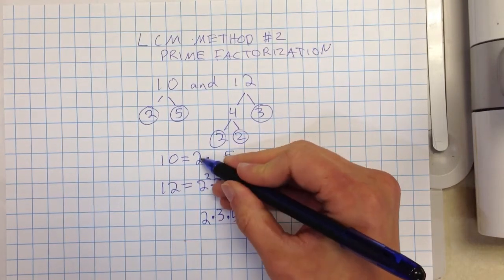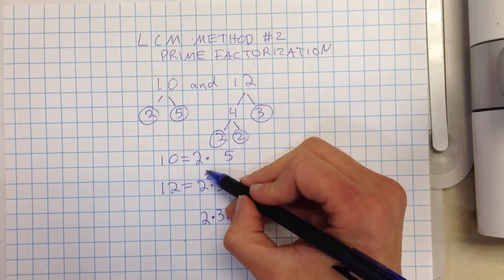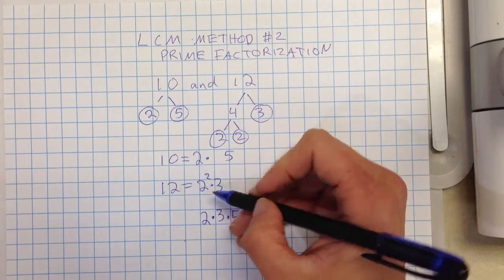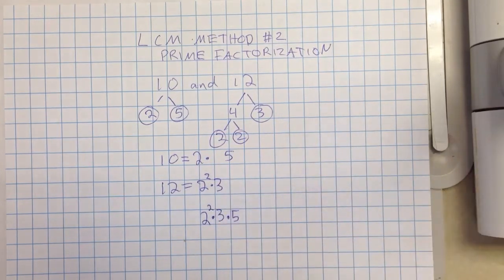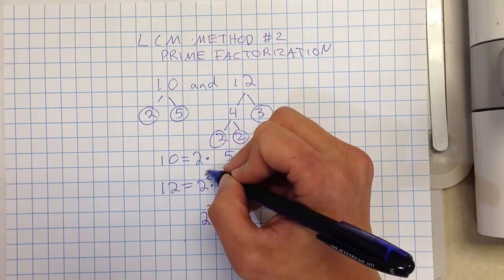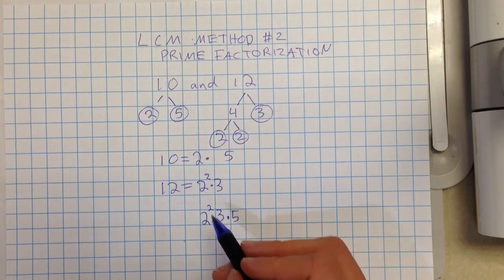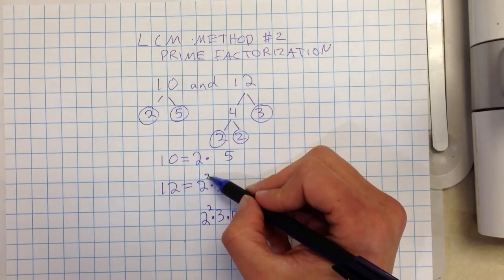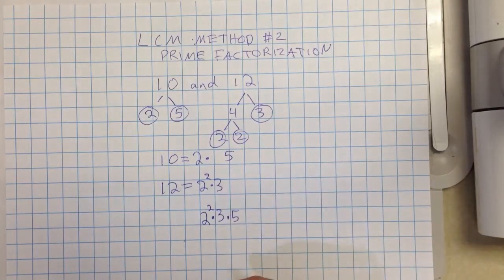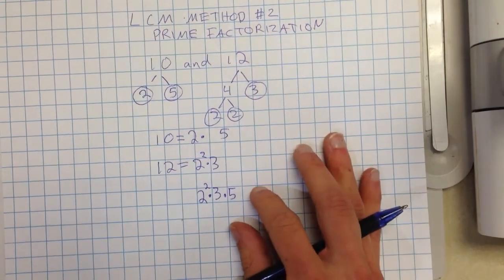Now for my 2s, I had a 2 and I had a 2 squared. You need to choose the greatest exponent. So if I have a 2 and a 2 squared, I'm going to put 2 squared down here. If I had a 2 cubed and a 2 to the 4th, I would pick the 2 to the 4th and write that down there. The biggest exponent of that number is going to go down. So then I would multiply 2 squared times 3 times 5.